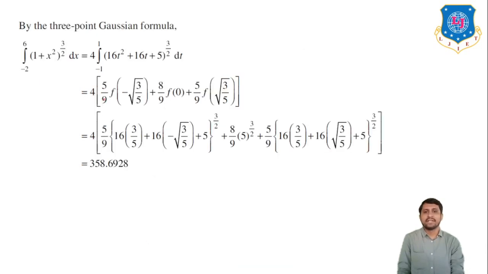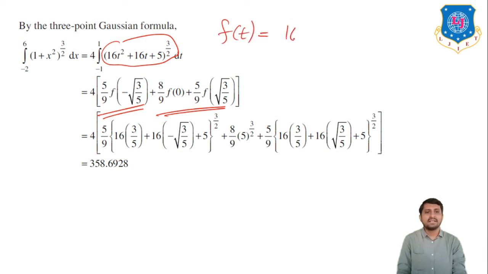So 4 into 5 by 9 f of minus root 3 by 5 plus 8 by 9 f of 0 plus 5 by 9 f of square root of 3 by 5. This is your 3-point Gaussian quadrature formula, and this is your function. Okay, what is your function? F of x or f of t, that is 16t square plus 16t plus 5 raised to 3 by 2.